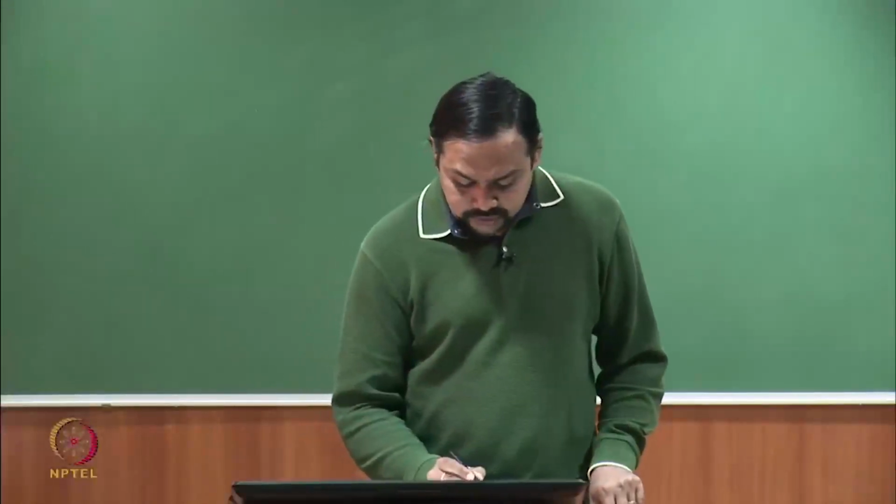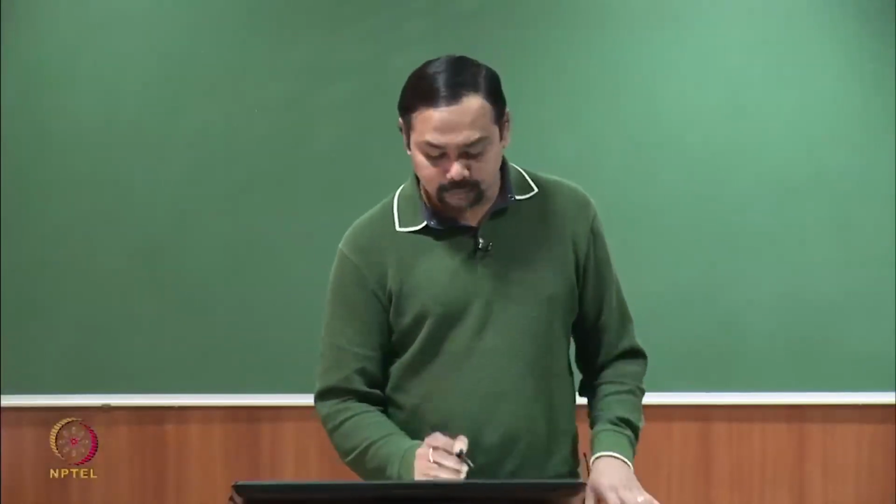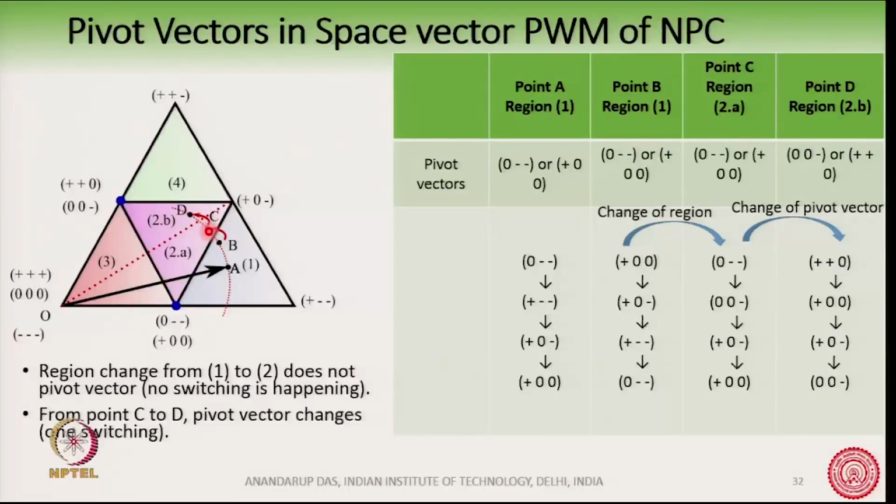Now, suppose in the next sample, let us take an example, we are going from point C to point D. Now, this crosses the boundary of the pivot vector. So, as we move from point C to point D, then the pivot vector is changing. Now, when the pivot vector is changing, that means from this vector I have to now move to this vector, and we have to start the switching sequence from this vector.